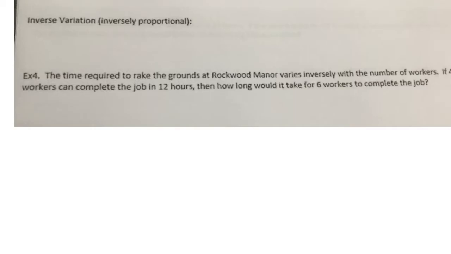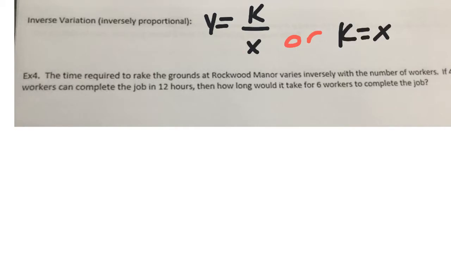Or inversely proportional. So the way that we set those equations up is Y equals K divided by X. Or another way that you might see this, think about if you cross multiplied. You would get K is equal to X times Y. So you'll see that written in either one of those forms.